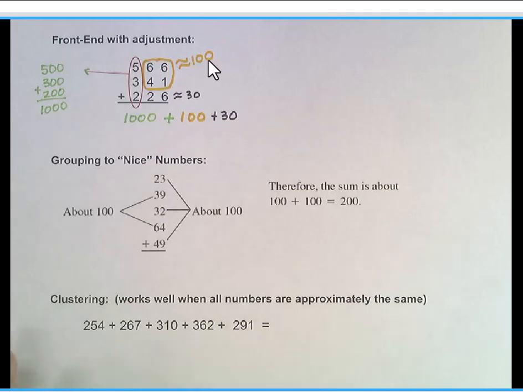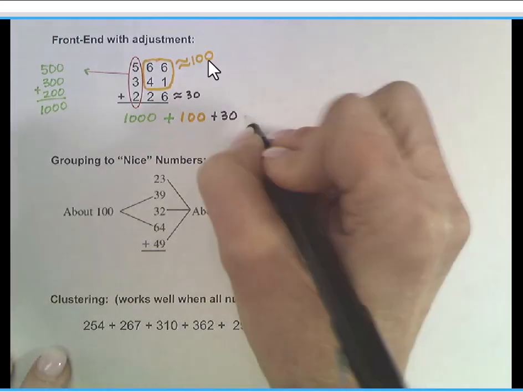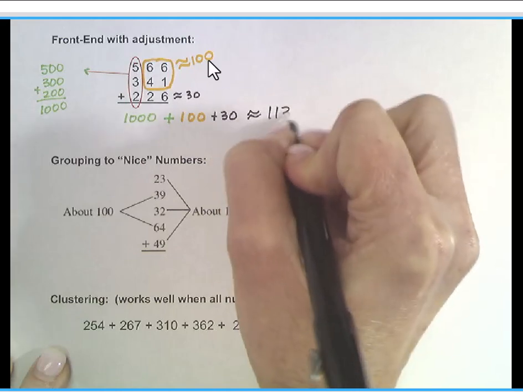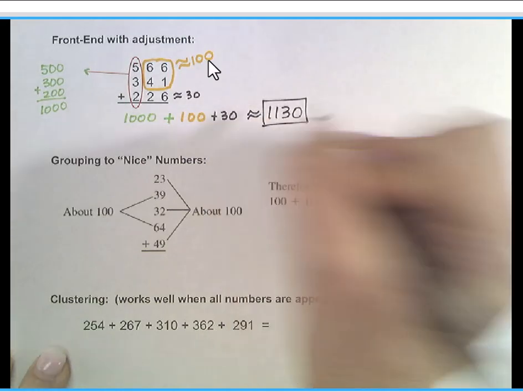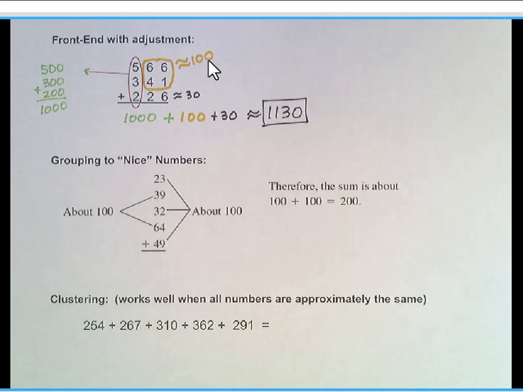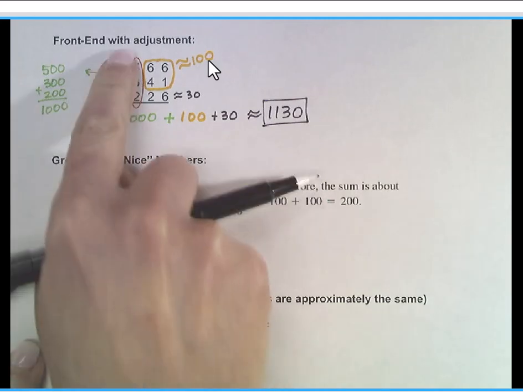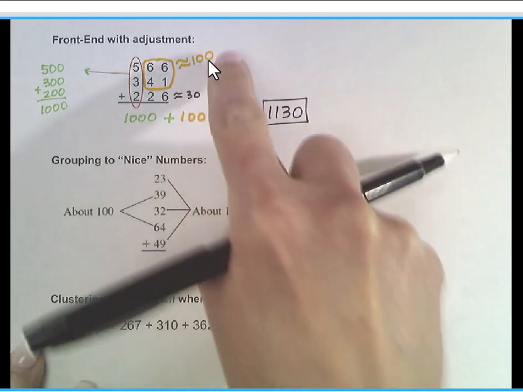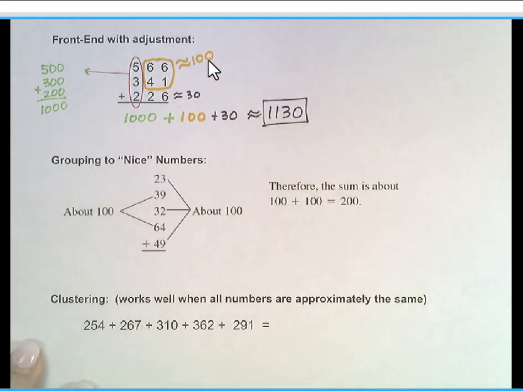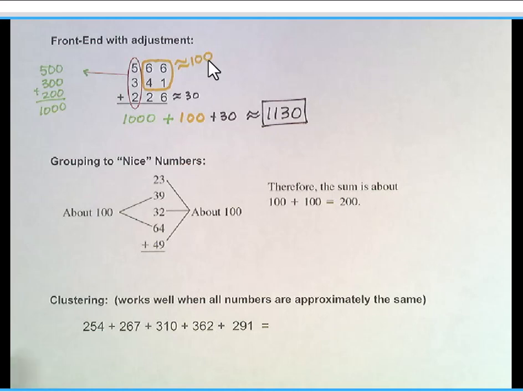So 1,000 plus 100 plus 30, that's approximately 1130. That's about what that sum would be. No one asked me for the exact answer, so I'm just going to round and estimate. So I got 1,000, I rounded 100, and I rounded 30. That's front end with adjustment, starting at the front end.